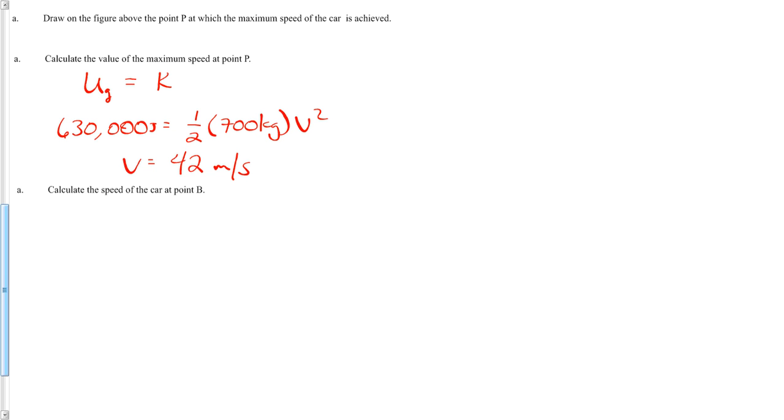Cheaters. 42 meters per second. Yeah, what was our roller coaster yesterday going? What did we say that was? I don't know. 42 meters per second is 94 miles an hour. That's too fast. 94 miles an hour.